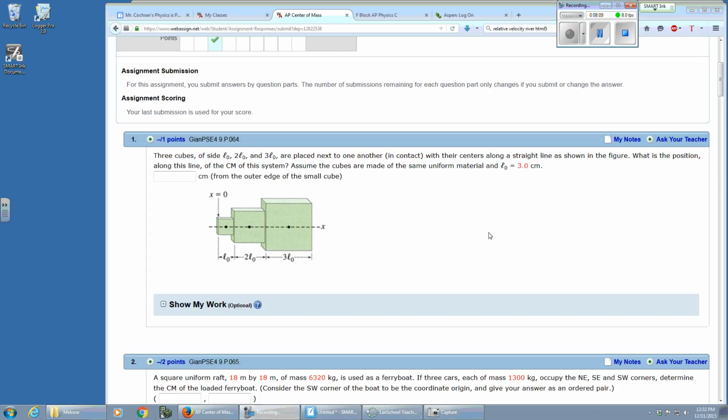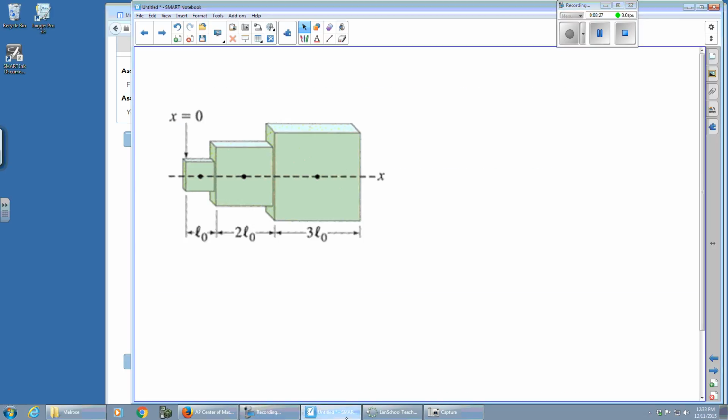All right, so we're going to do number 1, which is another algebra-based center of mass problem. I think I'll keep mine in terms of L0 until the very end, and then I can plug it in. First thing I like to do is make sure that I have all of my measurements correct. I'm going to call this cube 1, this cube 2, and this cube 3.